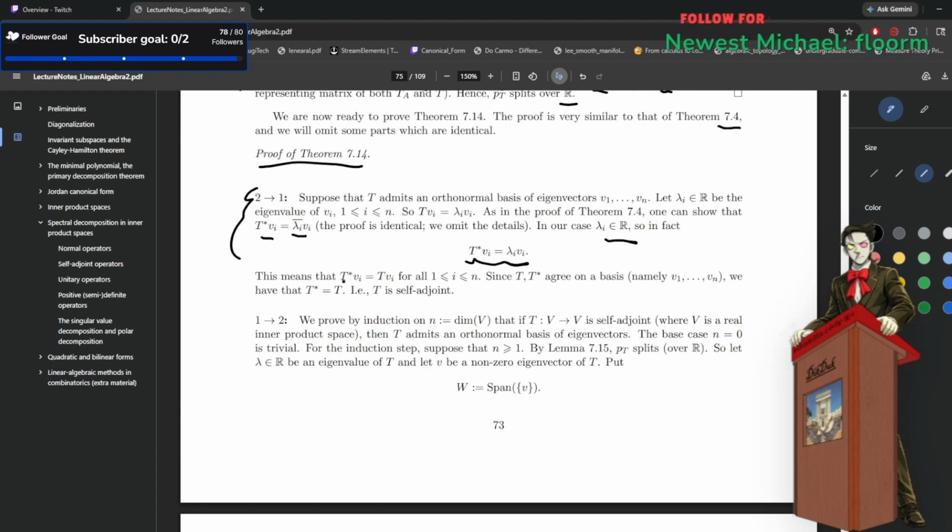Now, continuing. This means that T star vi is equal to T vi, as we know via the self-adjointness, for 1 smaller or equal to i, smaller or equal to n. Now, since T star and T agree on a basis, namely v1 through vn, which is our orthonormal basis of eigenvectors, we have that T star is equal to T, i.e. T is self-adjoint.